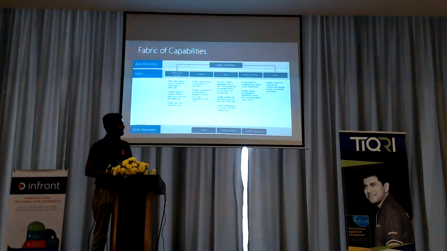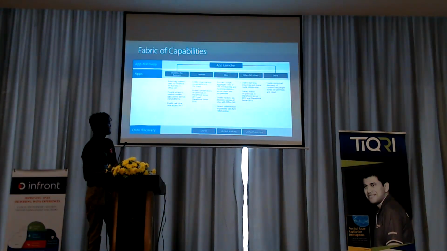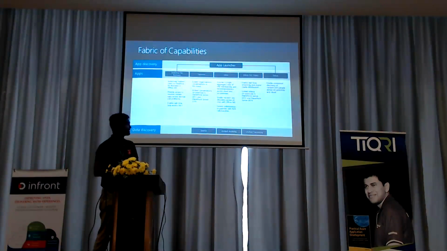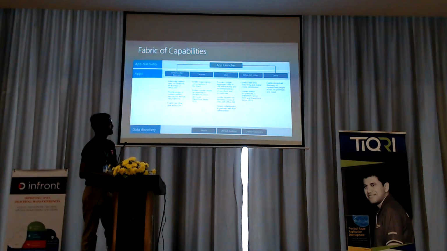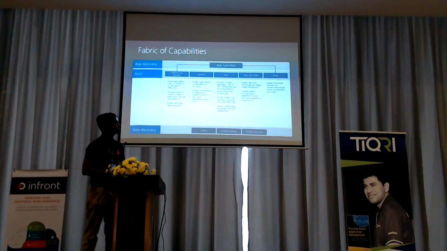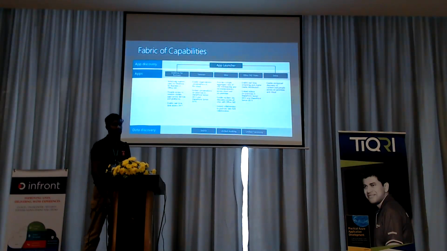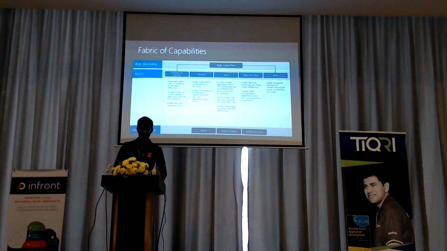So this is the fabric of capabilities that we have. There are two layers, apps and data discovery. Search and unified taxonomy count as the data discovery layer. And apps, if you click on the app launcher of Office 365, you can see here Sites, OneDrive, Office 365 Video, Delve, Camera, etc. So those are the applications available in the fabric.